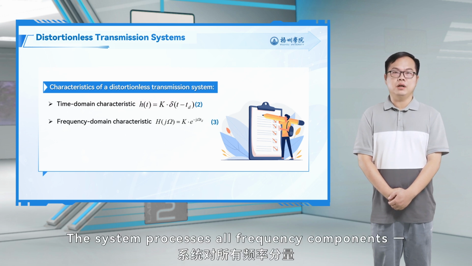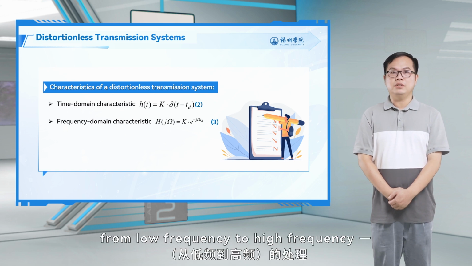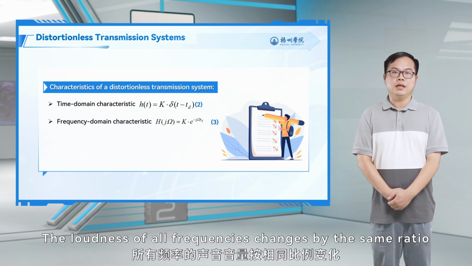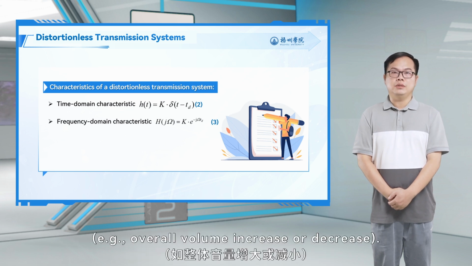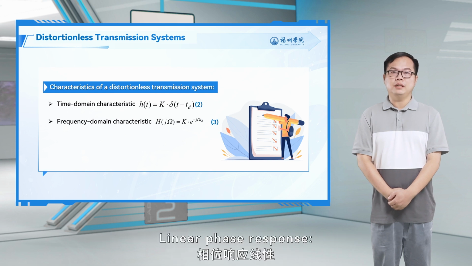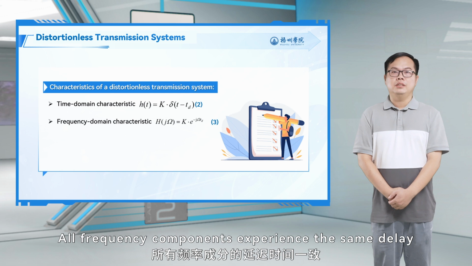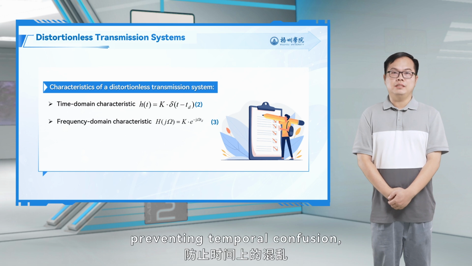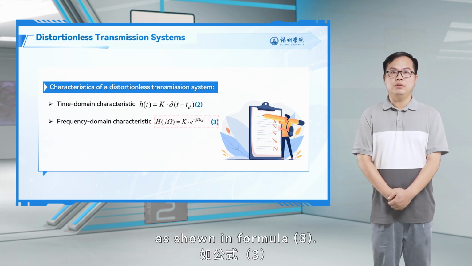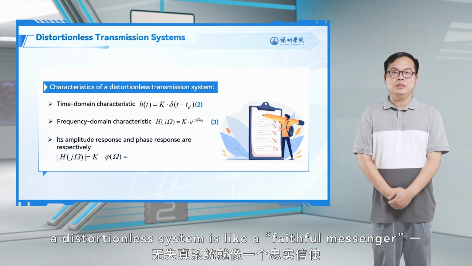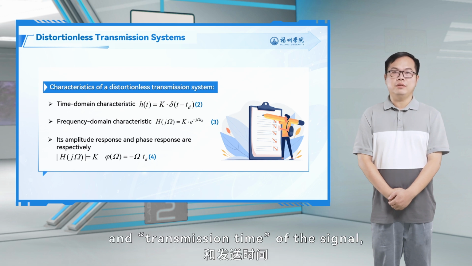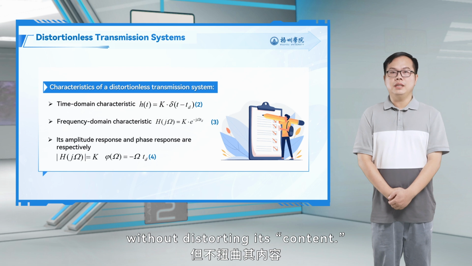The system processes all frequency components, from low frequency to high frequency, in the same manner. Constant amplitude response. The loudness of all frequencies changes by the same ratio, e.g., overall volume increase or decrease. Linear phase response. All frequency components experience the same delay, e.g., high and low frequencies are delayed equally, preventing temporal confusion as shown in Formula 3. In short, a distortionless system is like a faithful messenger. It only adjusts the magnitude and transmission time of the signal, without distorting its content.